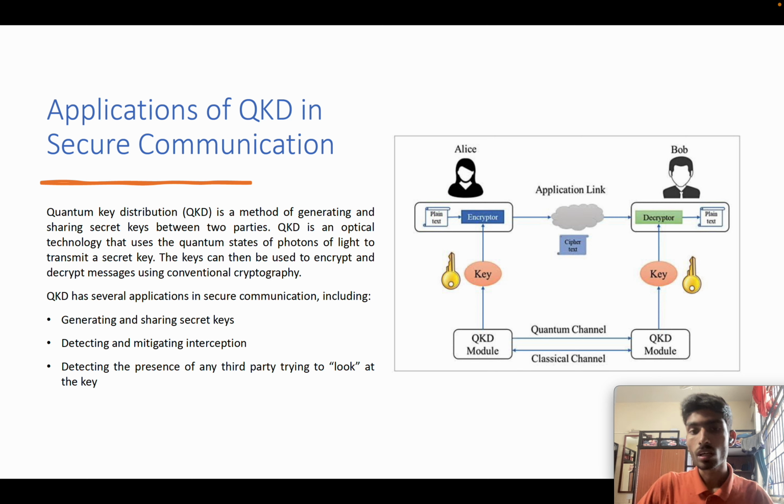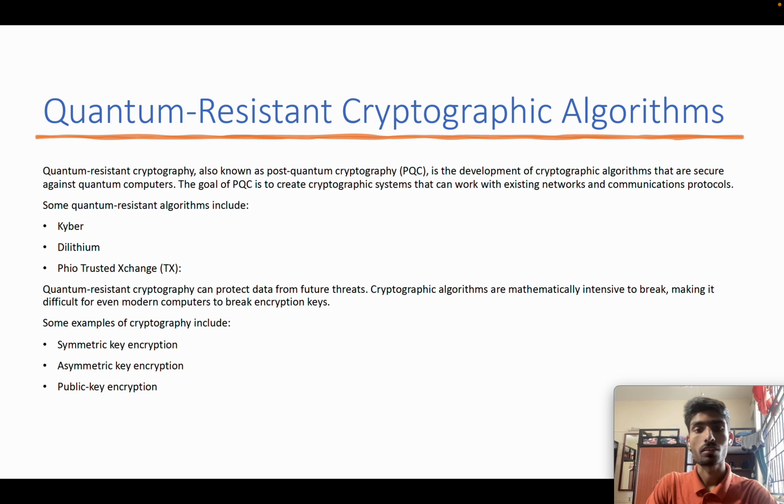So this QKD module, quantum key distribution module, helps us to exchange the keys, and once they have shared their keys, they can encrypt or decrypt the data, as you can see in the diagram. It has several applications in secure communication, like generating and sharing secret keys, detecting and mitigating interception, and detecting the presence of any third party trying to look at the key.